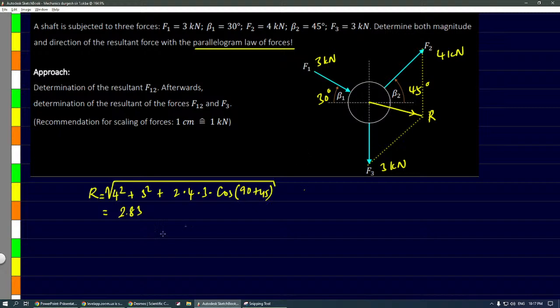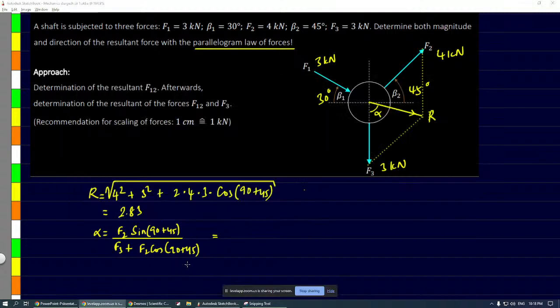And about the direction, let us say this is the angle we want. Alpha will be equal to F2 into sine of 90 plus 45, divided by F3 plus F2 cos 90 plus 45. So this value you have to substitute. Go ahead and do that.